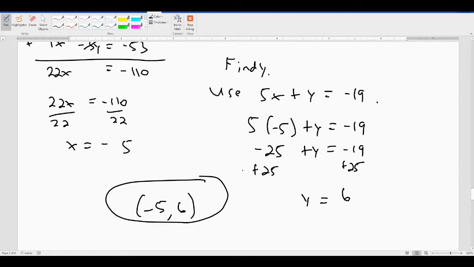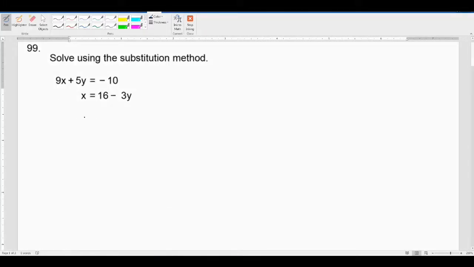And that's it. For this example, we're going to solve using the substitution method. What that means is we're going to substitute one equation into the other. Now if you notice, we already have x equals 16 minus 3y. So what that means is I'm going to take the 16 minus 3y and I'm going to replace the x in the other equation.